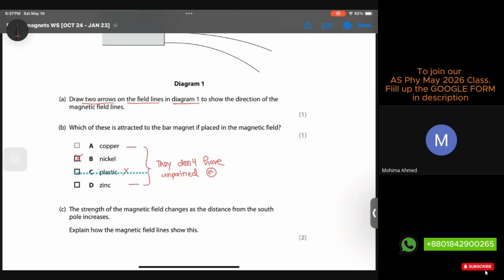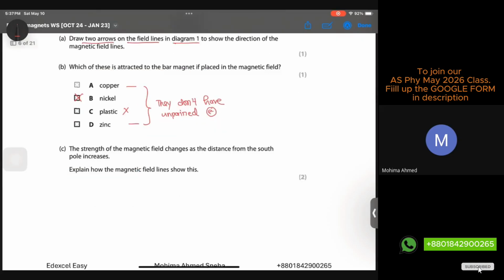Nickel is also considered a transition metal, so we cannot assume that all transition metals are going to be non-magnetic material. Only copper, zinc, aluminium, these are not magnetic material. Otherwise, nickel, iron, they are also transition metals, but they will be acting as a magnetic material. So we can see the strength of a magnetic material.